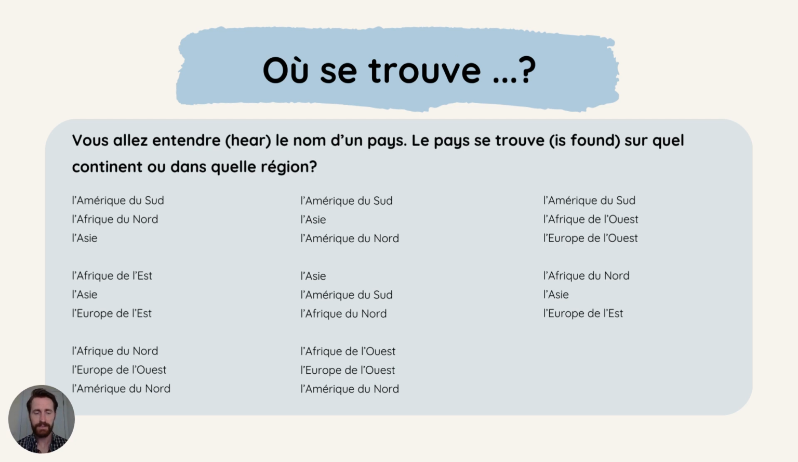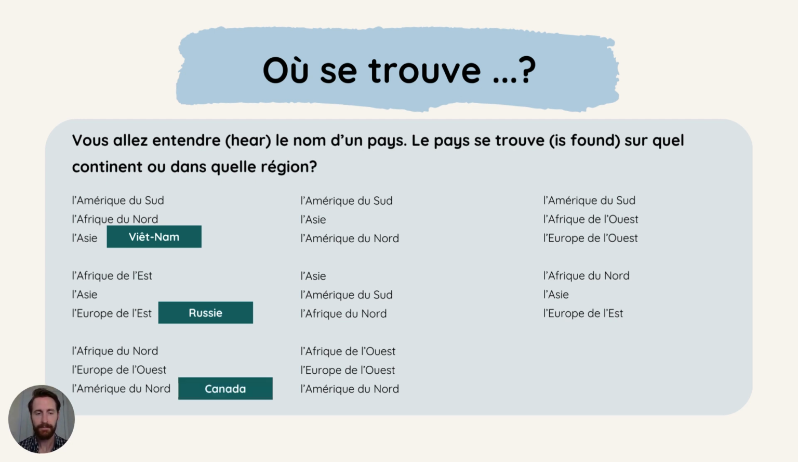Okay, let's take a look at the answers here. So, numéro 1, le Vietnam est en Asie. Numéro 2, la Russie est en Europe de l'Est. Numéro 3, le Canada est en Amérique du Nord. Numéro 4, le Brésil est en Amérique du Sud.